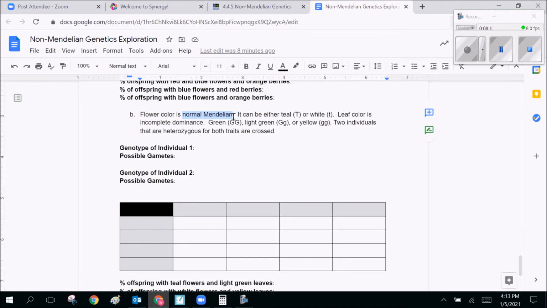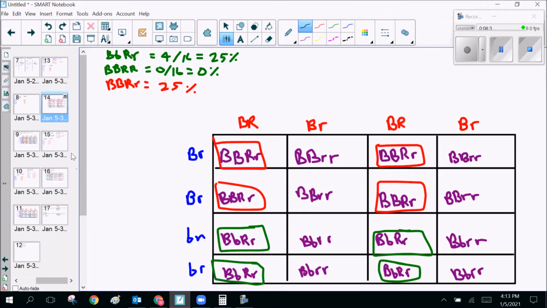That means it follows the old rules of what we learned. It can either be teal or white. Leaf color is incomplete. That means non-Mendelian. Green, light green, or yellow are our 3 different options. Okay, so let's go ahead and write that out.